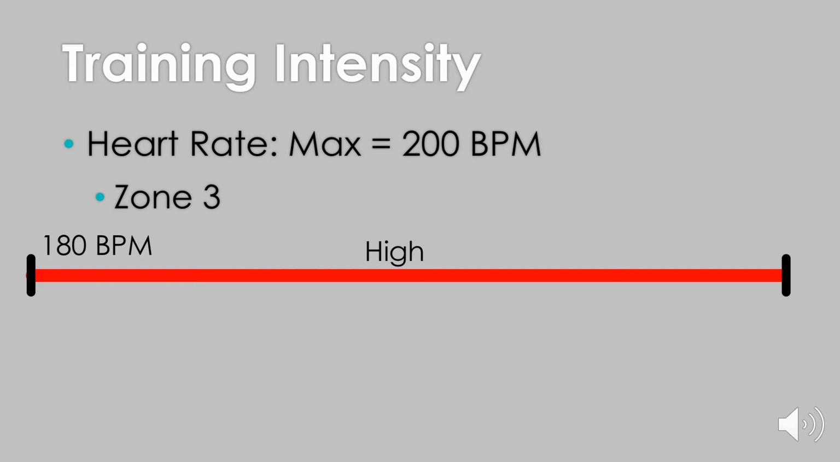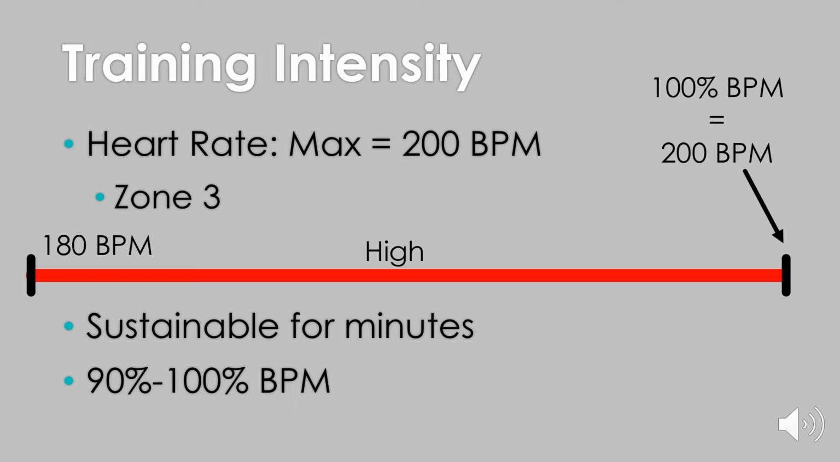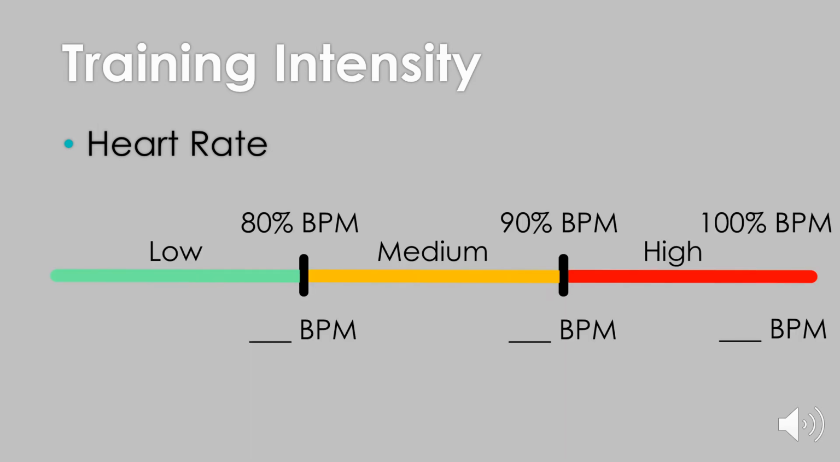Then there's zone 3, high intensity exercise. This is only sustainable for minutes and picks up where zone 2 left off at 90% maximum heart rate. It's anywhere between 90 and 100% of your maximum heart rate, in my case from 180 to 200 BPM. Here, you're able to insert your heart rate into the blanks to calculate your own intensity zones.